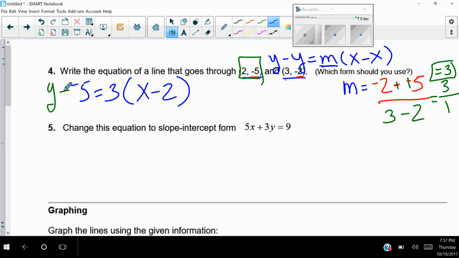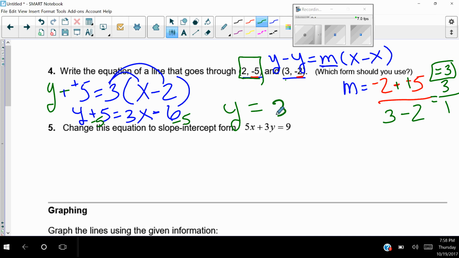So remember, our double negative becomes a positive. Y plus 5 equals, distribute your 3. 3 times x is 3x, minus, this minus, bring it down, 3 times 2 is 6. And then your last step is just to move this 5 to the other side. So you're going to subtract 5 on both sides. So you're going to get y equals 3x minus 11. Plug that into your calculator. I promise you'll get 11.